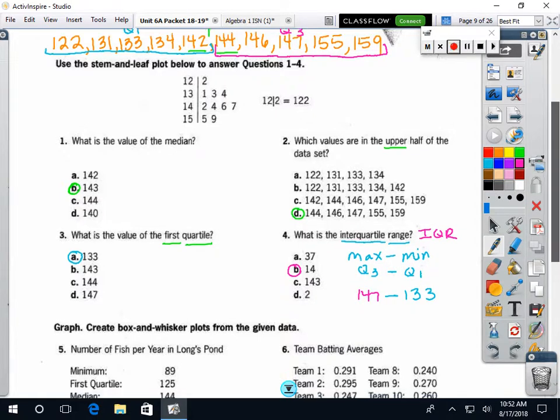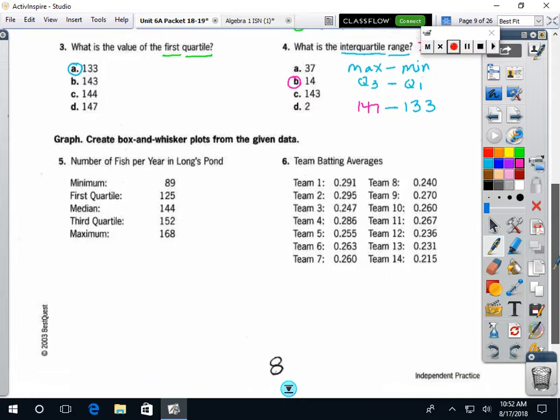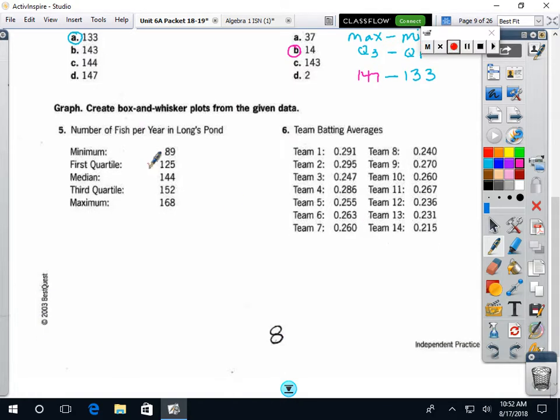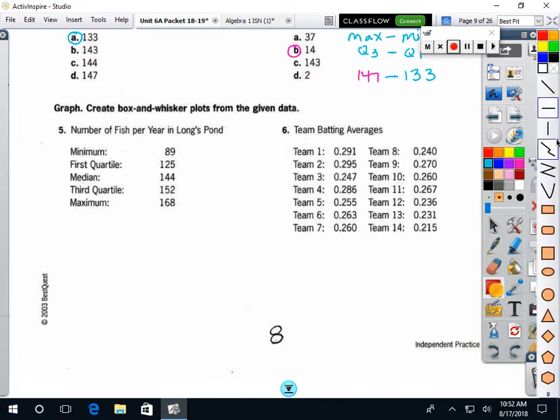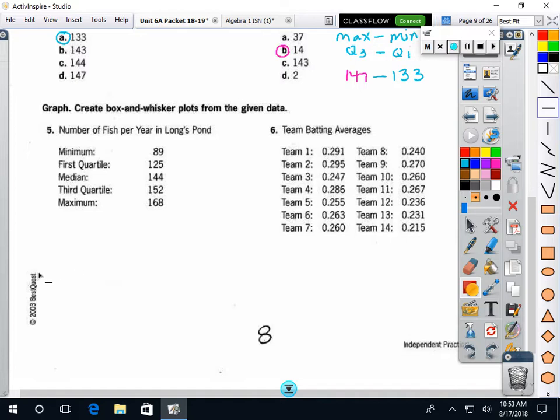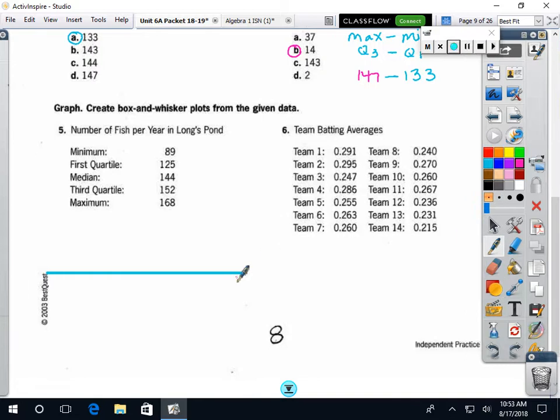All right, now let's create an actual box and whisker plot down here with number 5. So first thing you need to do is draw a number line. Just try to get it as straight as you can. The information given to us in number 5 is the 5-number summary. So we're not actually having to do any calculations. They went ahead and gave us the 5 components we need to construct the box and whisker plot. We just have to know where they go.